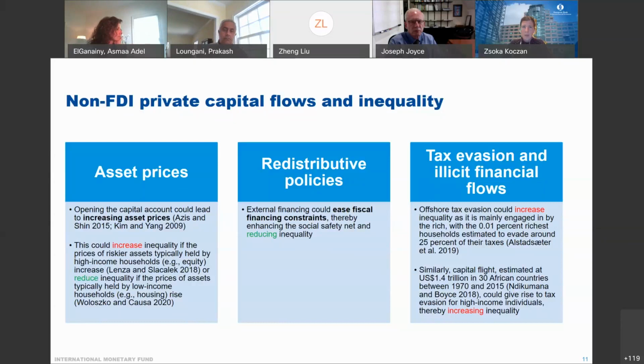To the extent that these capital flows help ease fiscal constraints, then the surplus, the gains that are generated, could also be used for redistributive policies that could lean against their impact on rising inequality. Asmaa talked earlier about the effects of FDI inflows on tax avoidance. So similarly, here we can mention tax evasion and illicit financial flows. So while here we are talking about illegal flows, their distributional impact would be very similar to what Asmaa discussed for the FDI flows. We would expect this to increase the returns to the owners of capital and hence to result in an increase in inequality.